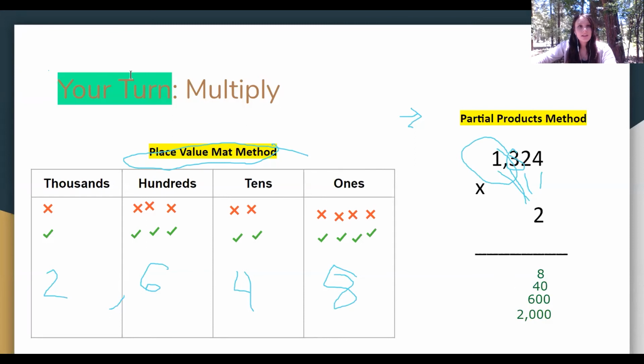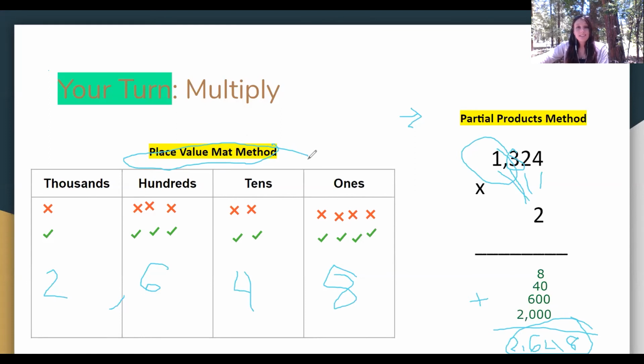Now that we've done this, we can do some addition. I'm going to put our addition sign and our bar. So what's 40 plus 8? 48. What's 600 plus 48? 648. 2,000 plus 648? It's going to be 2,648. Awesome. And look, we've double checked this now too, right? We know that our answer is 2,648 using the partial products method, and we also know it's 2,648 using the place value mat method. Awesome job, guys.